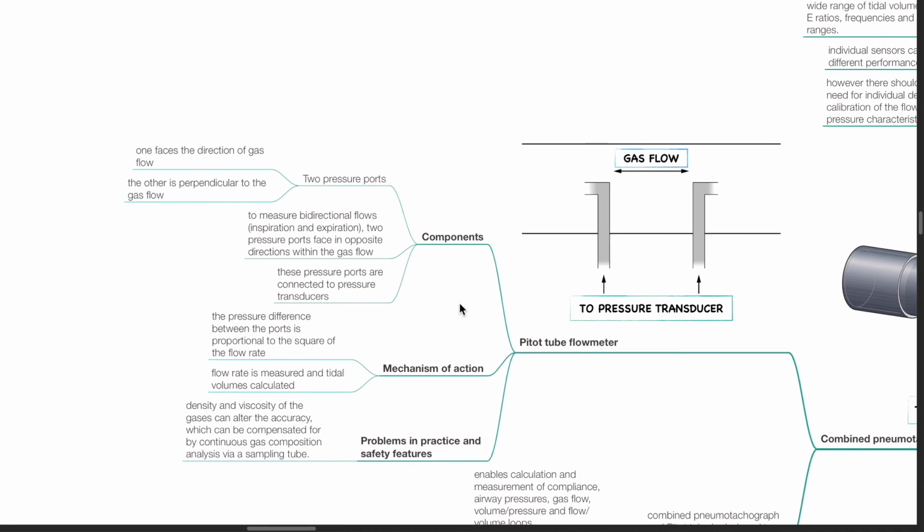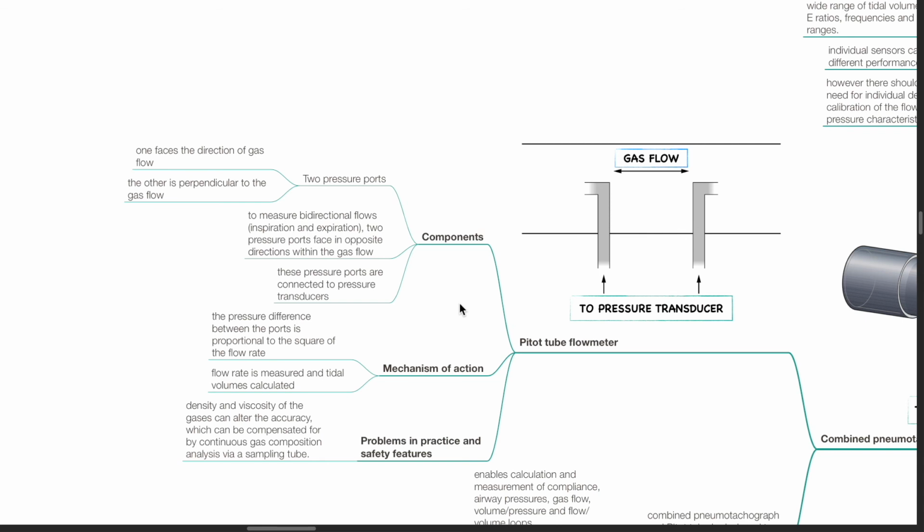Combined pneumotachograph and Pitot tube. The Pitot tube flowmeter consists of two pressure pots. One faces the direction of gas flow and the other is perpendicular to the direction of gas flow. To measure bidirectional flows, inspiration and expiration, the two pressure pots face in opposite directions within the gas flow. These pressure pots are connected to pressure transducers.